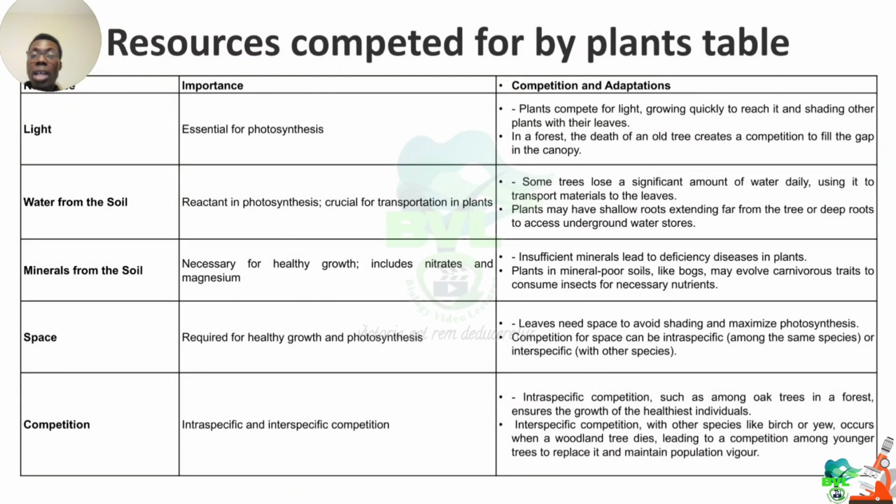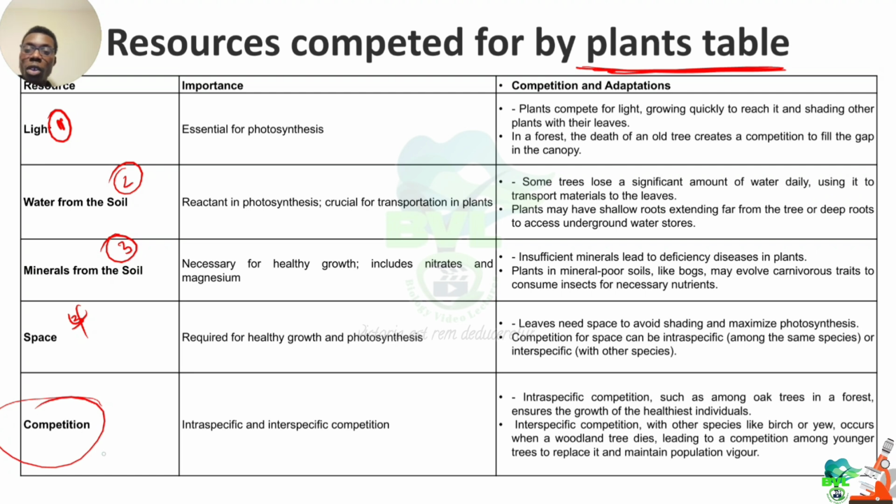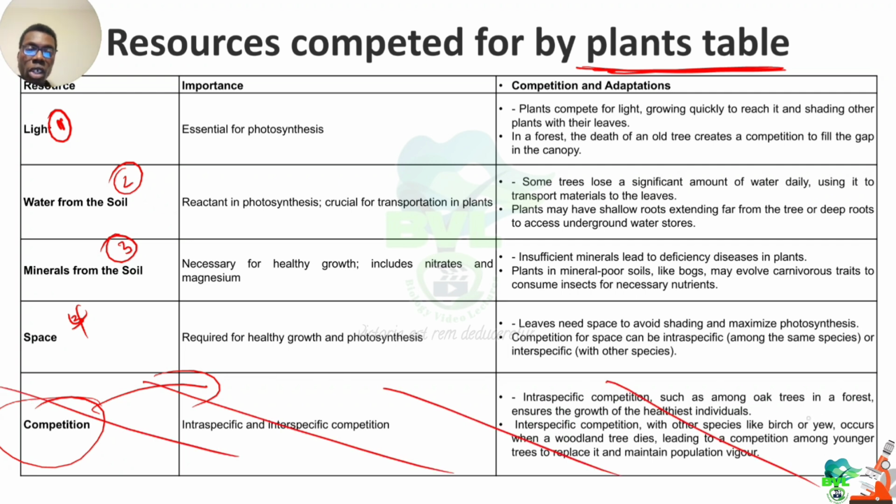Now, this is a part where you have to pause the video and take note. I wouldn't want to talk so much about it because of time, but please pay attention to this. There are things that plants compete for in an ecosystem. They compete for light, they compete for water from the soil, they compete for minerals from the soil, they compete for space, and they compete for resources. Competition itself is not like competition for competition's sake. This also talks about the type of competition we have. Don't worry about this, I already talked about this in the first slide.